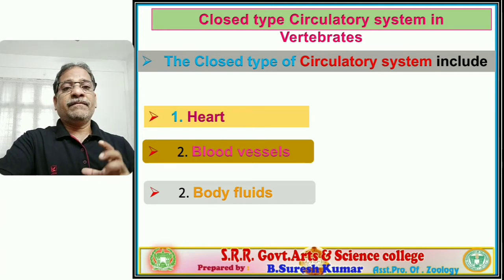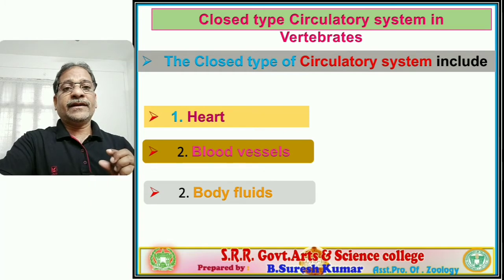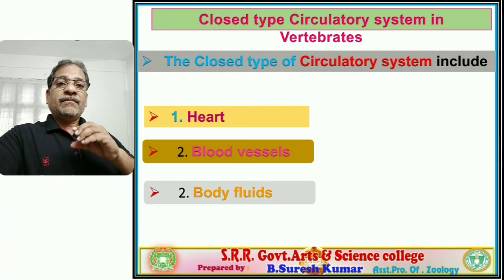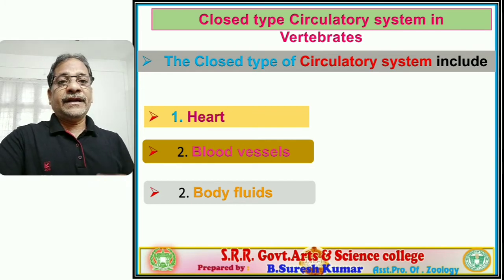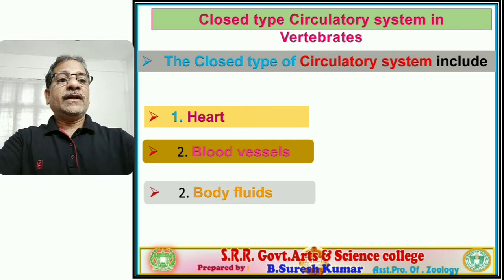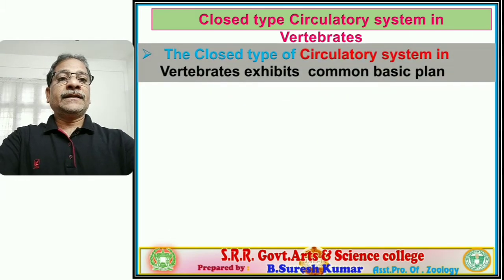Heart is a pumping organ that pumps the blood to various body parts. Blood vessels are what? They are a tubular network in which blood runs, blood flows. Body fluids are circulating fluid connective tissue. Right. Next, the closed type of circulatory system in vertebrates, let us see.